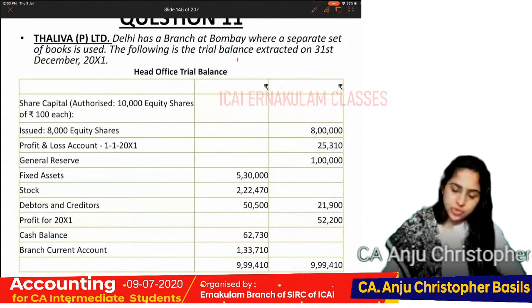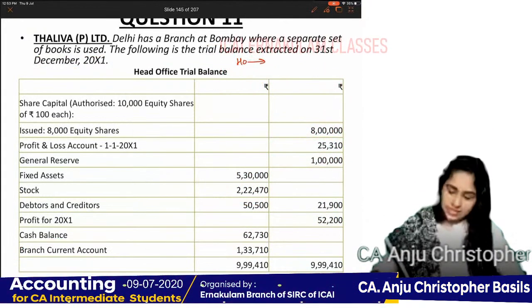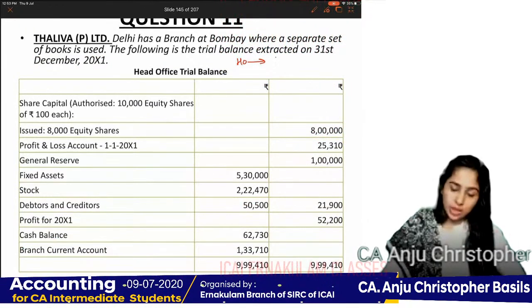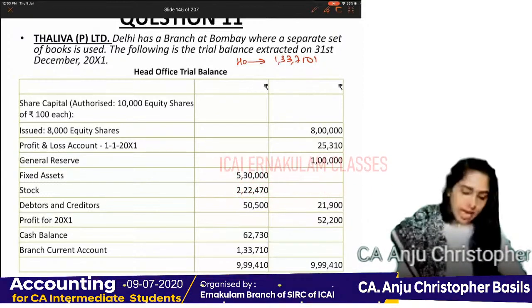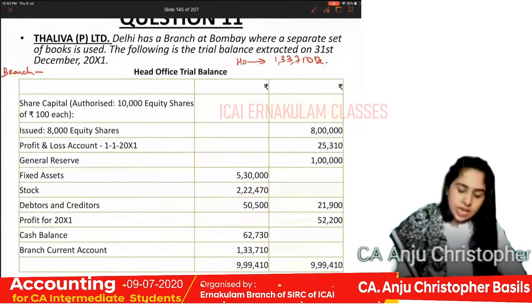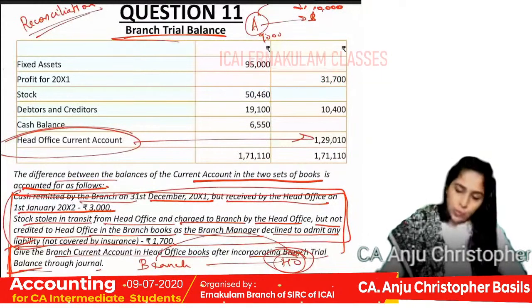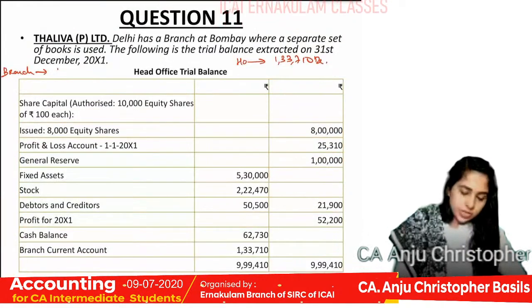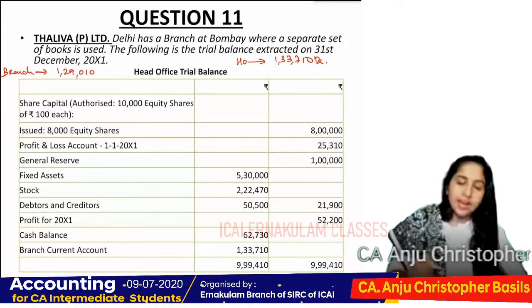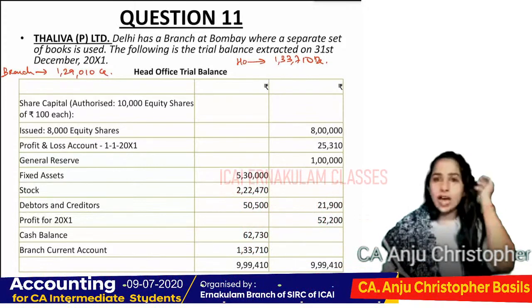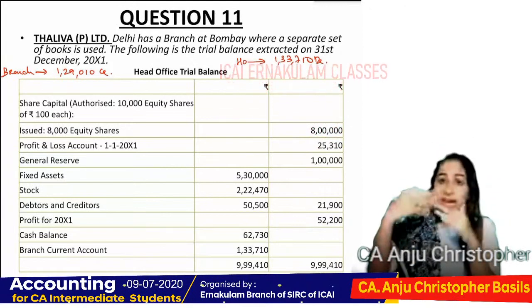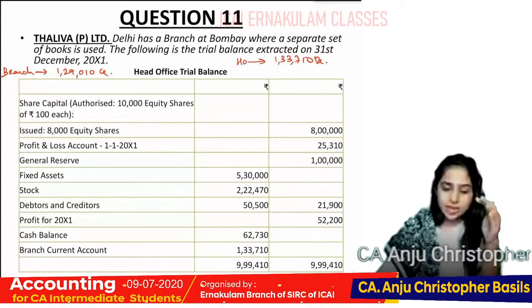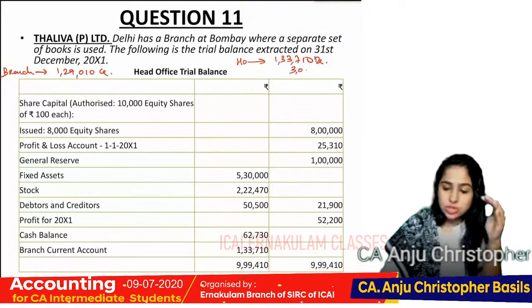In the head office books, the balance is actually 1,33,710, and it is a debit balance. And in the branch books, the balance is 1,29,010. It is a credit balance. Yes or no? So these are the balances now. Now that we passed two journal entries in the head office books, the branch balance was credited, one by 3,000 and the other by 1,700.